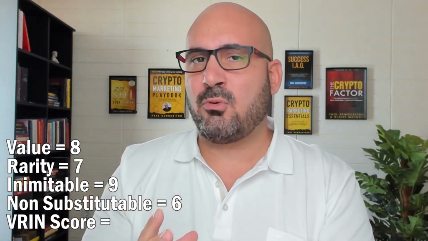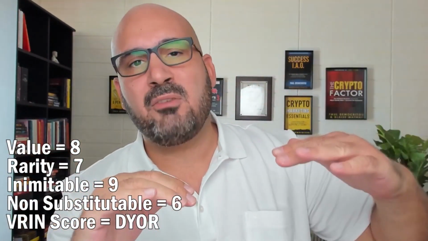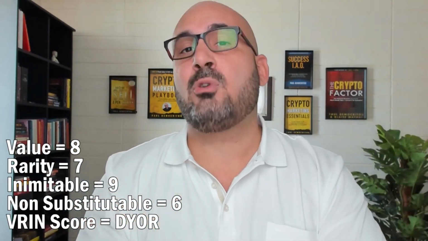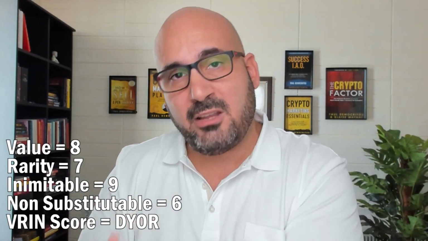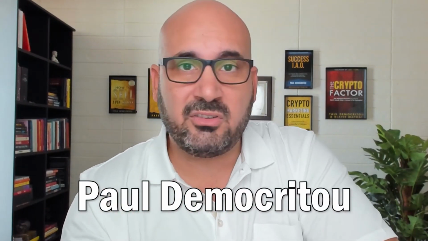Now, do me a favor. I'm not going to do the math for you. You have to do your own research. So add all that up, divide it by 4, and see what my VRIN score is. It should be a 7 or 8. That also reflects on how much money I make a year and how successful I am. If you Google my name, Paul Democritou, you will see where I'm at.